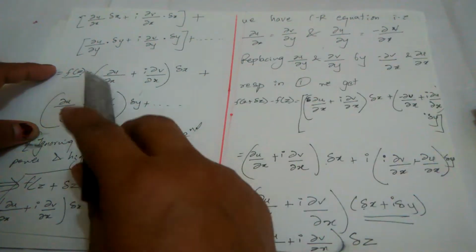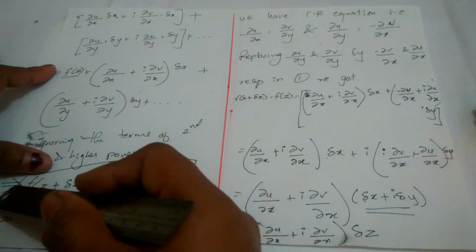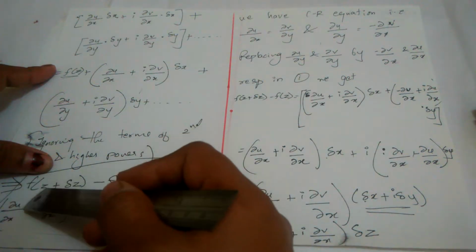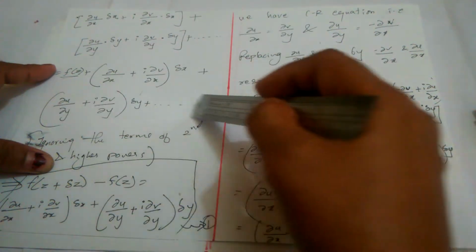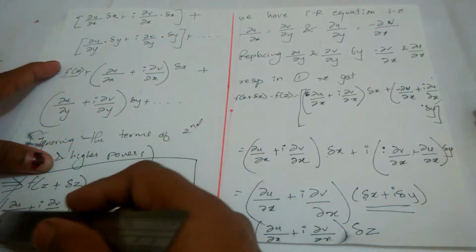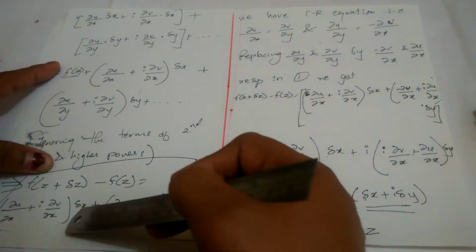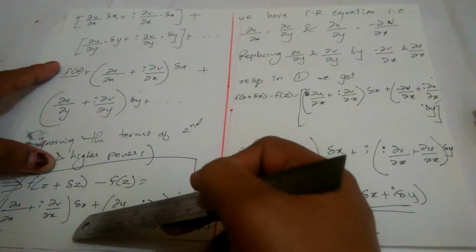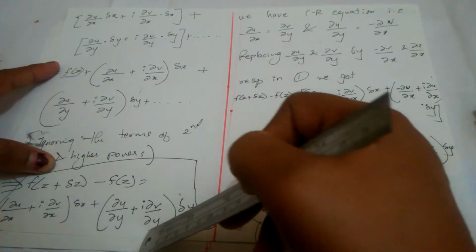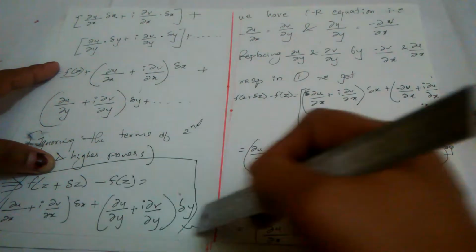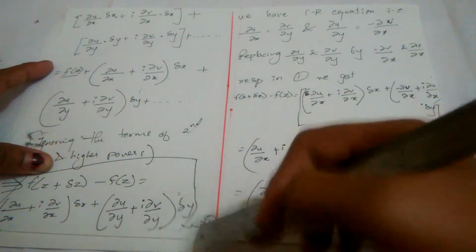Next, this f of z we will be taking to the LHS. So what we will get is f of z plus delta z minus f of z is equal to, these terms remaining, so these dots we will be taking out: (∂u/∂x plus i ∂v/∂x) into delta x plus (∂u/∂y plus i ∂v/∂y) into delta y. We will mark this whole expression as equation number 1.